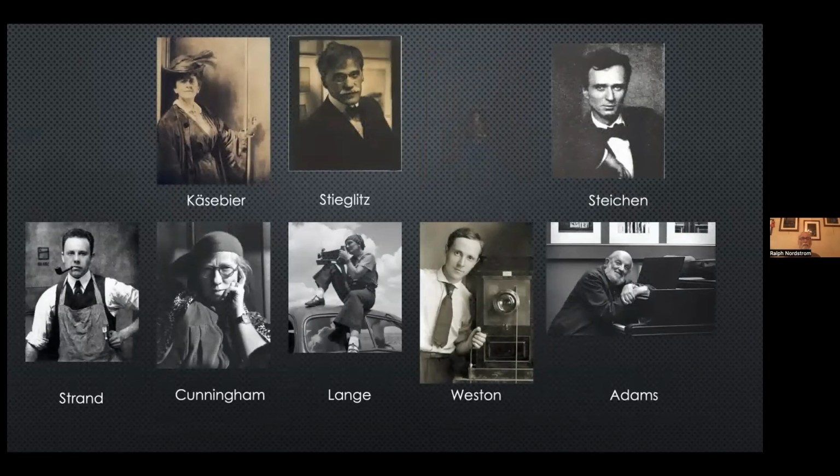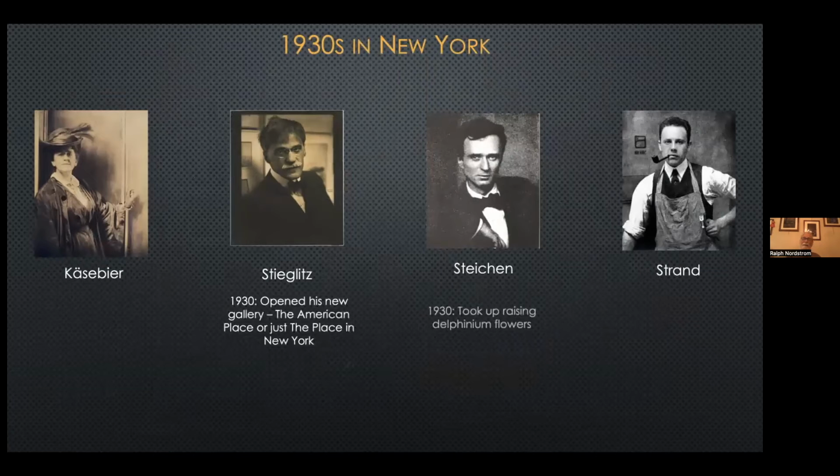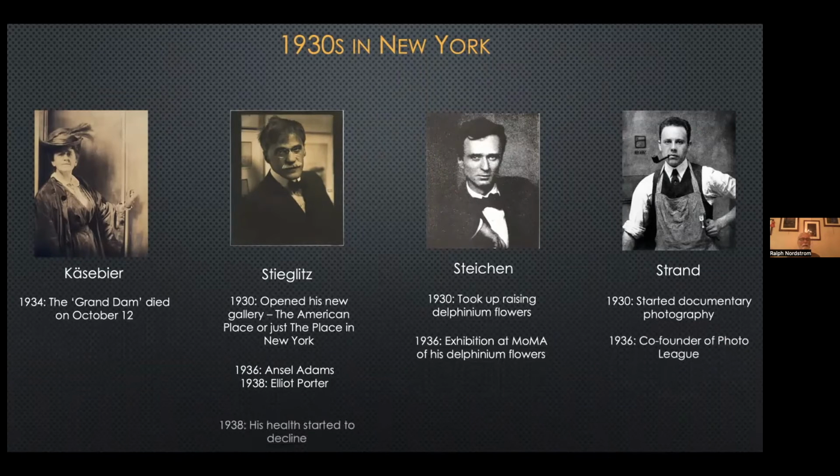We lost White, so now our New York contingent is down to 4. Stieglitz opens another gallery. We're going to lose Käsebier in this decade, and Stieglitz himself is going to start to decline. Steichen kind of went back to his home and started raising delphiniums, and ended up doing a show at MoMA, this work in delphiniums. Strand starts documenting the conditions in the ghettos in town.